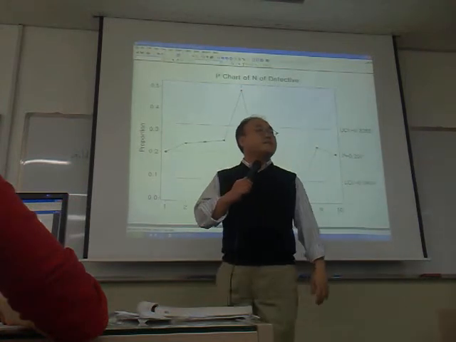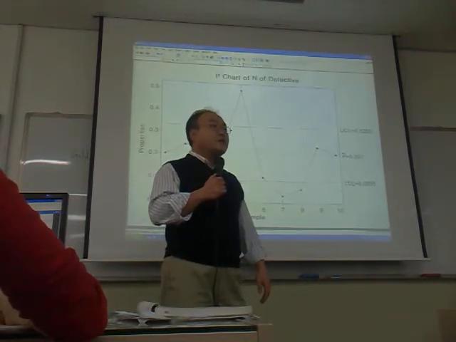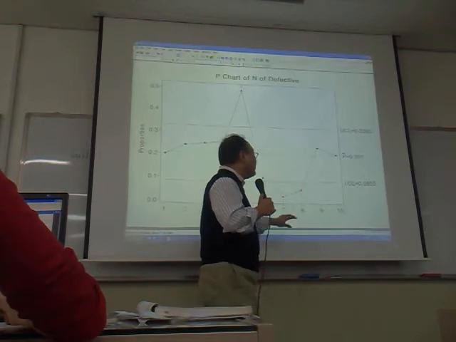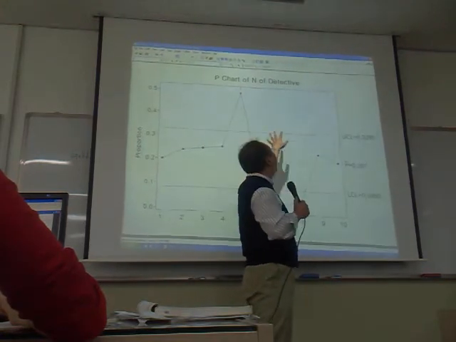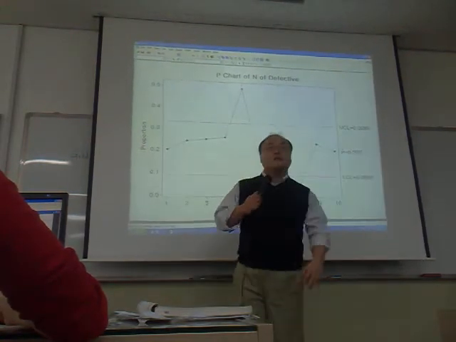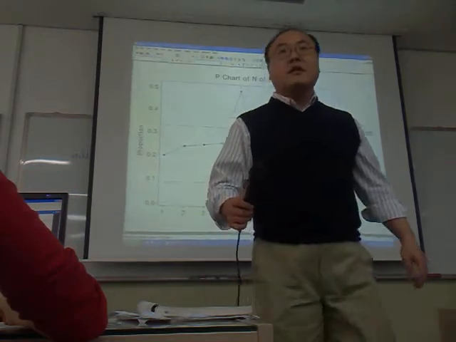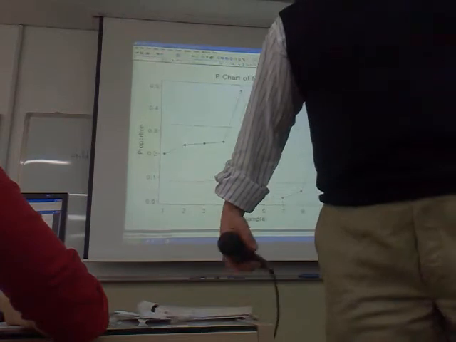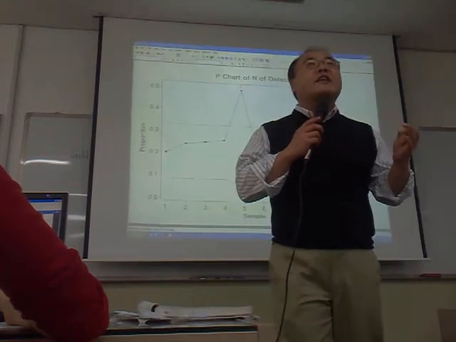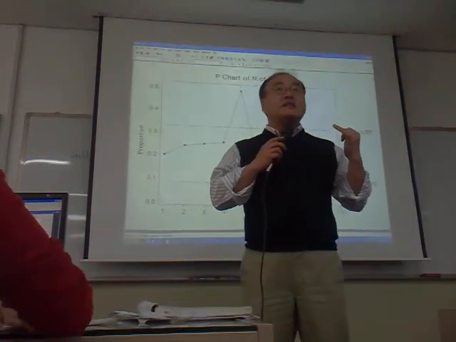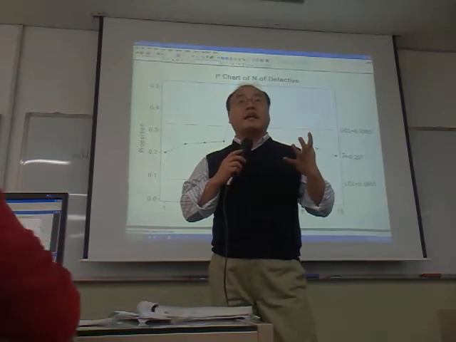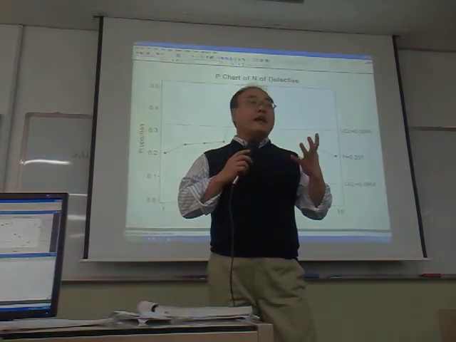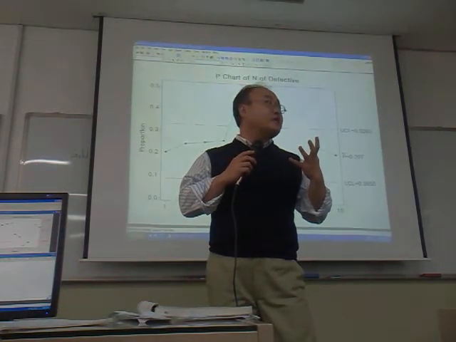Yeah, then. Lower is no problem. The upper is the problem. We can always use only the NP chart to know this? P chart and NP chart and X bar chart, the same result? Yeah, I will ask about that. Is it in control or not? And how much is the LCL or the UCL?